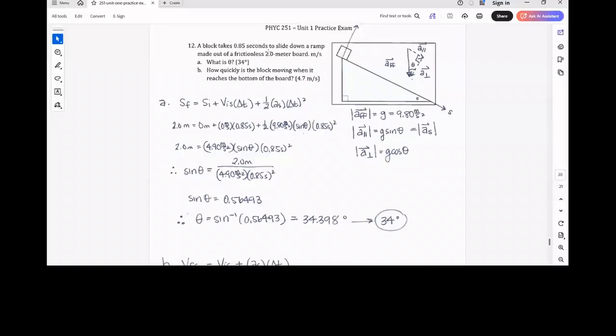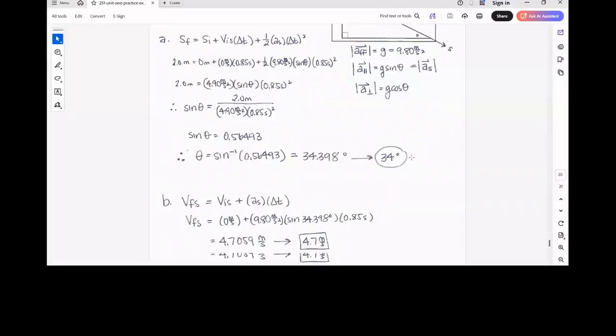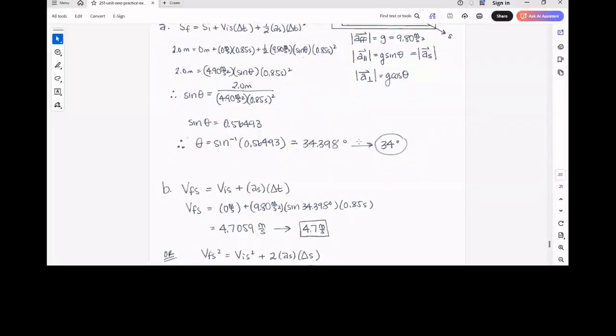The block isn't pushed, it's just set on the top of the ramp and it slides down, so I know v initial s is equal to 0. And I can rearrange what I have left over to figure out that sine theta is equal to 0.56493. And there are no units here, but when I plug this in, if I take an inverse sine, I'm going to end up with an angle of 34.398 degrees. Applying sig figs takes us to 34 degrees.